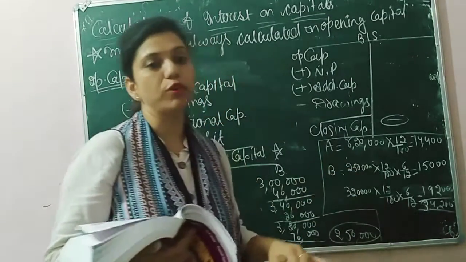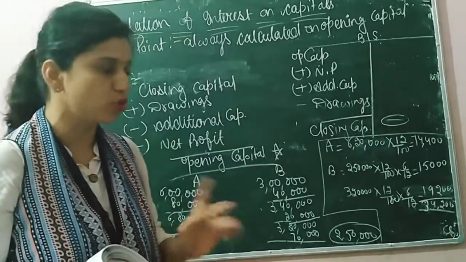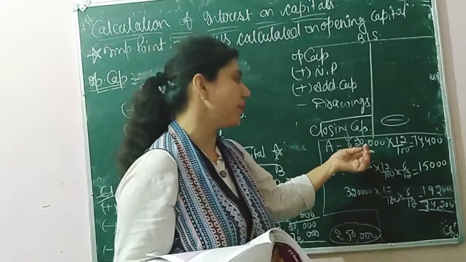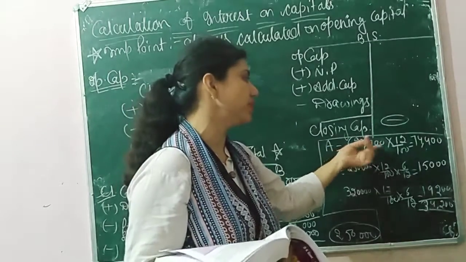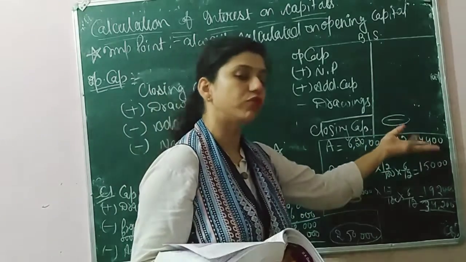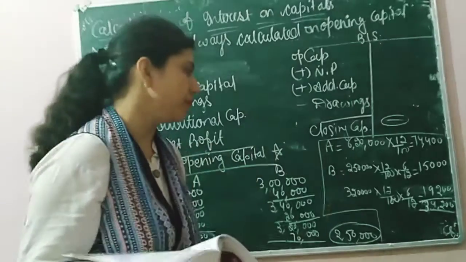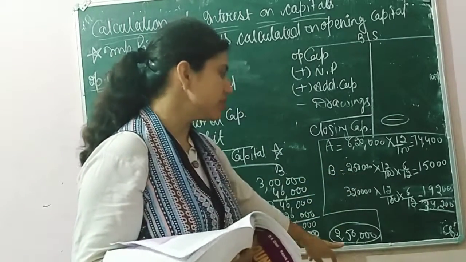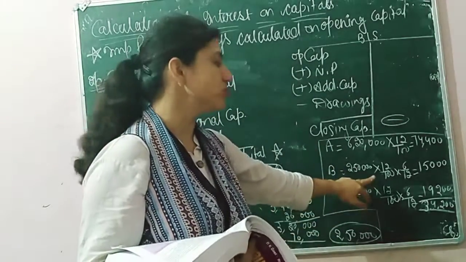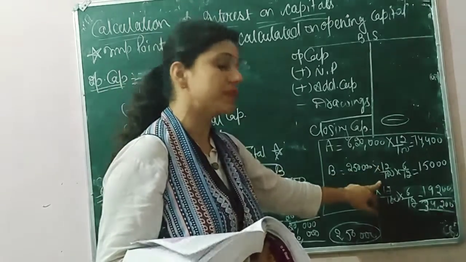As there is no information of additional capital in case of A, the interest on A's capital will be 6,20,000 multiplied by 12/100 for the full year, that is 74,400. But in case of B, 2,50,000 is the opening capital. The interest rate given in the question is 12%.